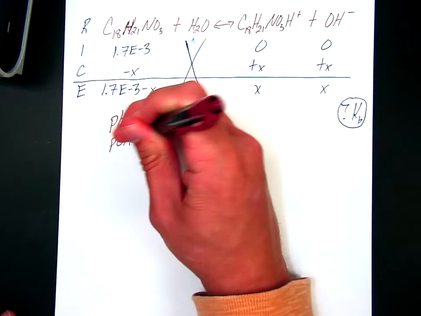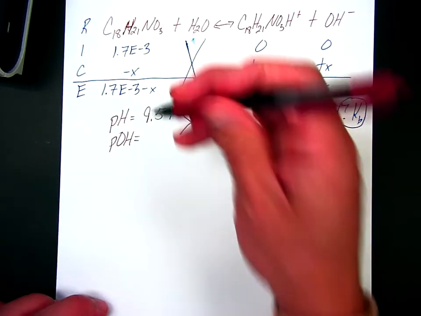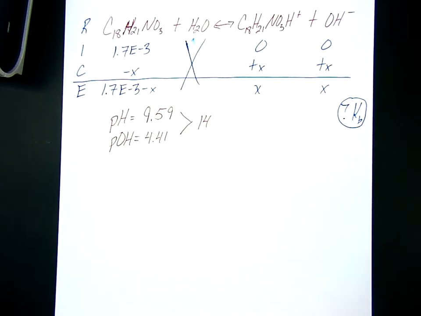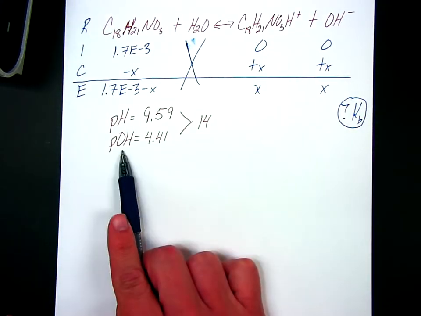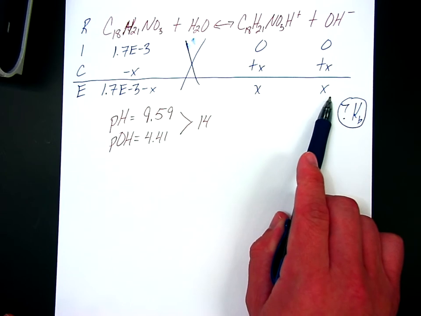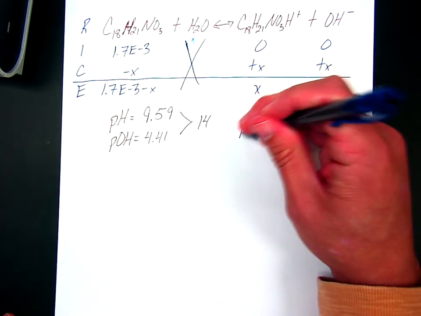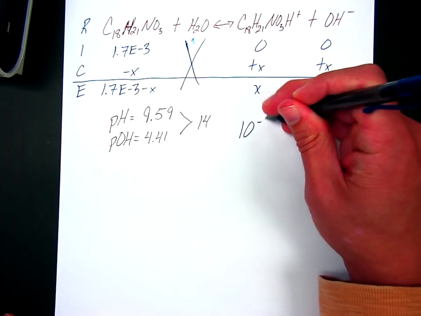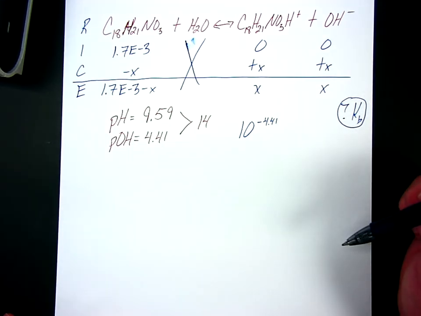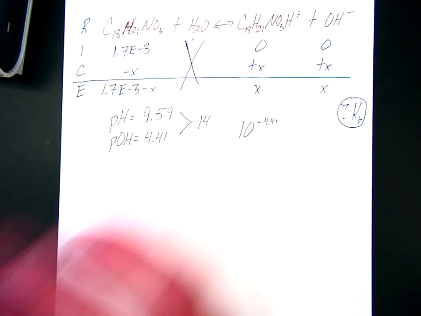All right, so I know that these two numbers together must equal 14. Therefore, my pOH must be 4.41. Now that I have a pOH, I can go to an OH concentration very easily by using our trick that says 10 to the negative pOH is going to equal OH concentration. And when I do that, it's going to give me an OH concentration of 3.9 E-5.